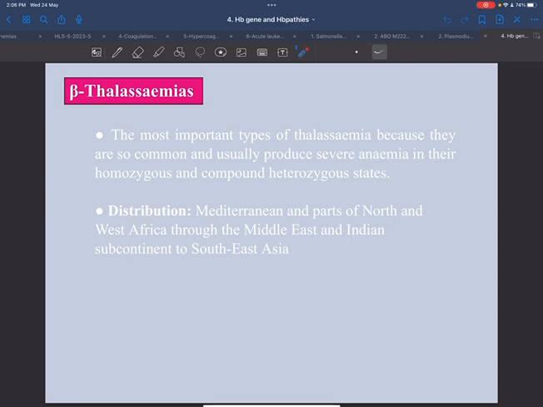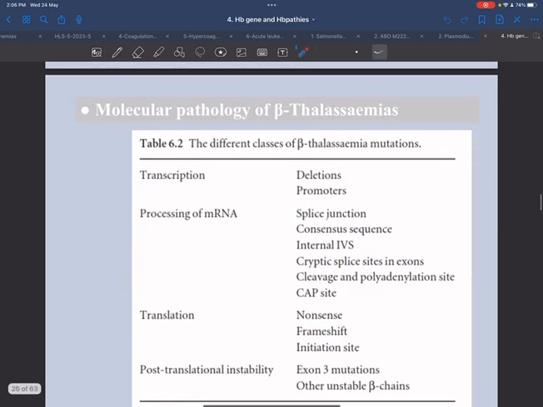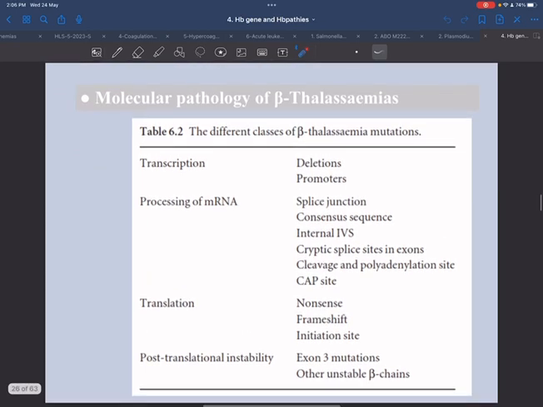I don't want to spend much time on beta thalassemia. It's very well known why we have beta thalassemia. But from the point of view of the mutation, it's not necessarily a deletion in the gene itself. It could be the transcription itself. There is a defect in the transcription. Maybe the promoter area is defective. Maybe the gene or one of the exons in the gene is mutated or deleted.